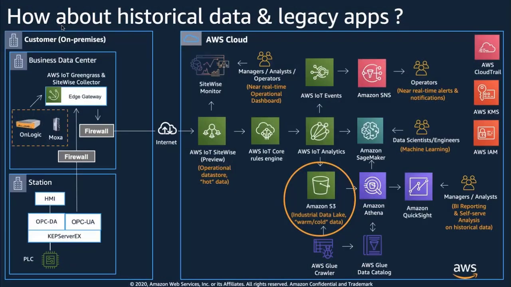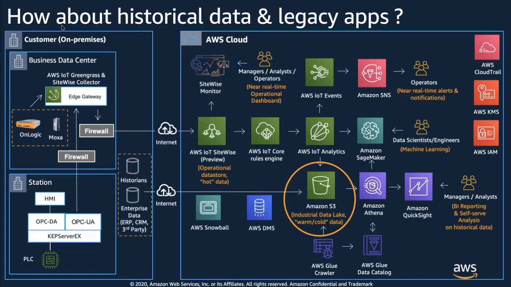So one of the common questions we always get from customers is, well, you showed me how to do the streaming data, how to build the history and things like that, but how about all my historical data and my legacy applications which are sitting on premises? What do I do with that? So the usual recommendation or pattern is that whatever data you have in your historians on premises or enterprise data assets such as ERP, CRM systems, you get those data into the cloud, into the data lake, into the same place where your IoT Analytics data was stored.